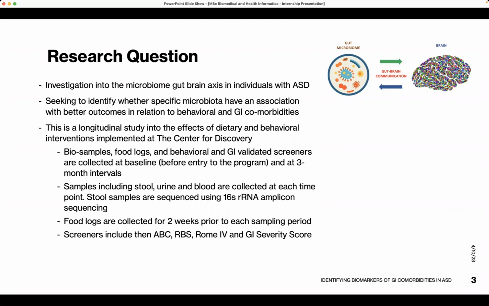We collected biosamples, food logs, behavioral and GI validated screeners at baseline, which was before entry to our program, and at 3-month intervals for the next year. The samples included stool, urine, and blood, and these stool samples were sequenced using 16S rRNA amplicon sequencing. The food logs were collected 2 weeks prior to each sampling period. The screeners that we used included the Aberrant Behavior Checklist, the Repetitive Behavior Score, the ROME 4, and GI severity score.